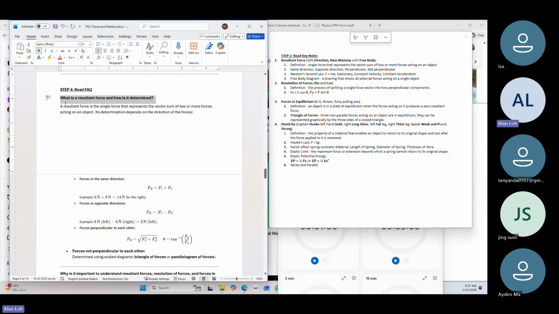Right, so let's do this quickly together. What is a resultant force and how is it determined? Do you think it's drawer 1, 2, 3, or 4? Can anyone give a guess? You can type or you can tell me from the mic. 1, 2, 3, or 4. Anyone? What is a resultant force and how is it determined? Which drawer? 1, 2, 3, or 4? Hurry up. One. 1, excellent.